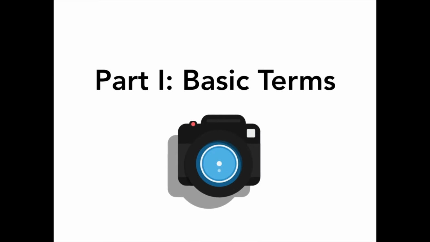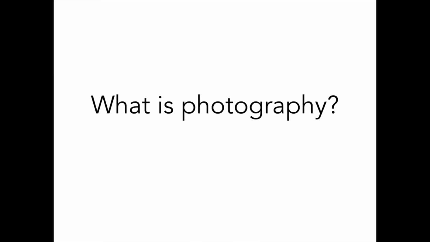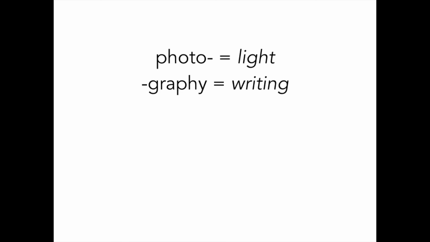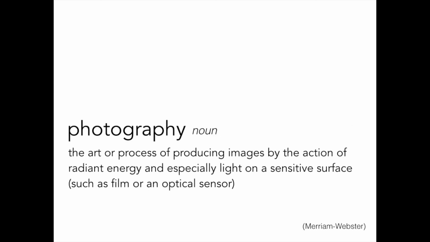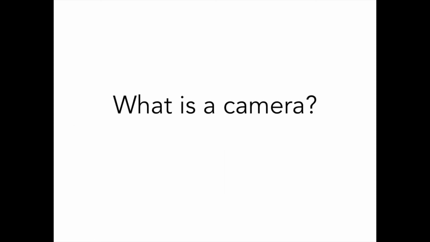Part 1. Basic terms. What is photography? The prefix photo means light, and the suffix graphy means writing. So photography literally means writing with light. Photography is the art or process of producing images by the action of radiant energy, and especially light, on a sensitive surface such as film or, in your case, with your digital camera, an optical sensor.